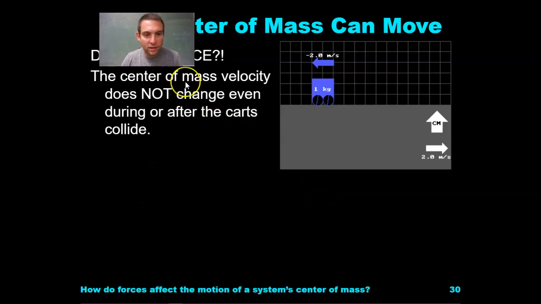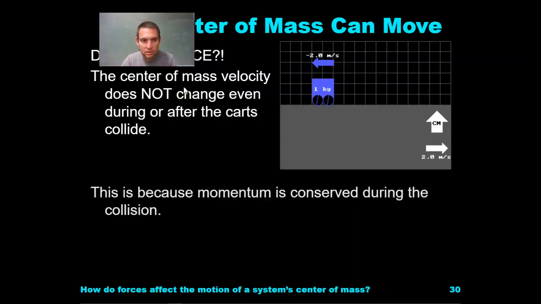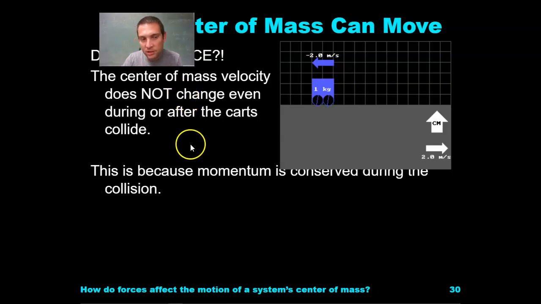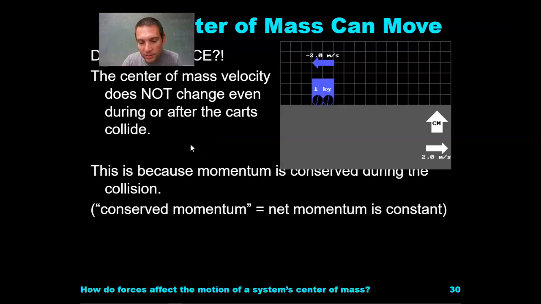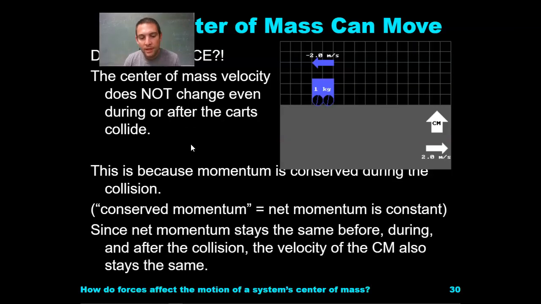Did you notice the center of mass velocity does not change even during or after the carts' collision? This is because momentum is conserved during the collision. Conserved momentum means the net momentum is constant. Since net momentum stays the same before, during, and after the collision, the velocity of the center of mass also stays the same.